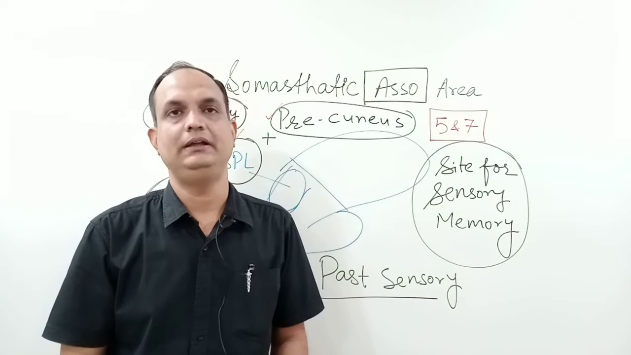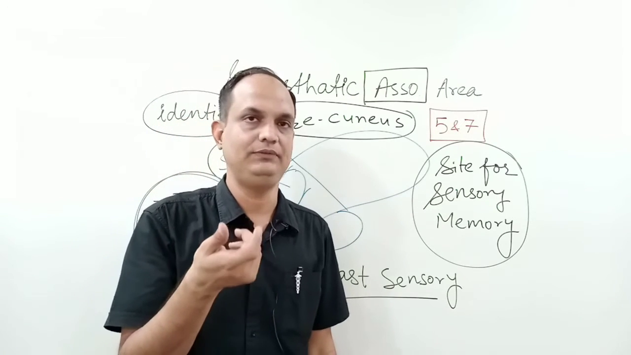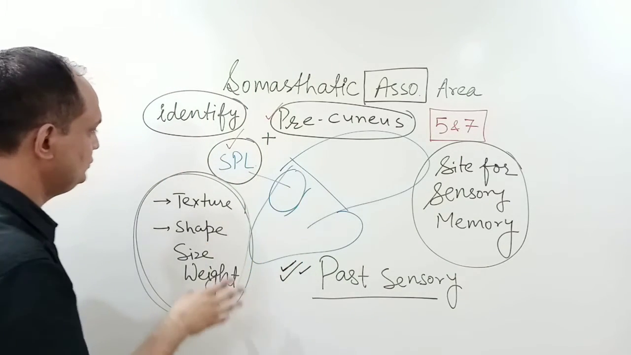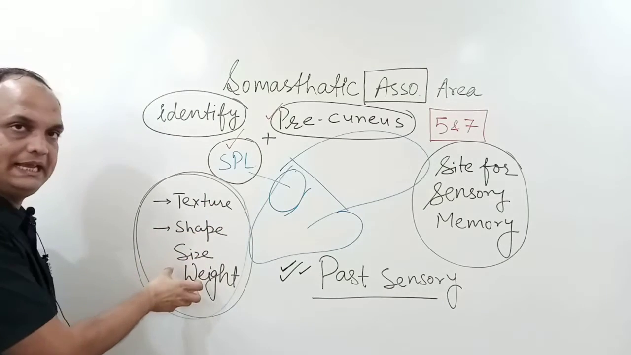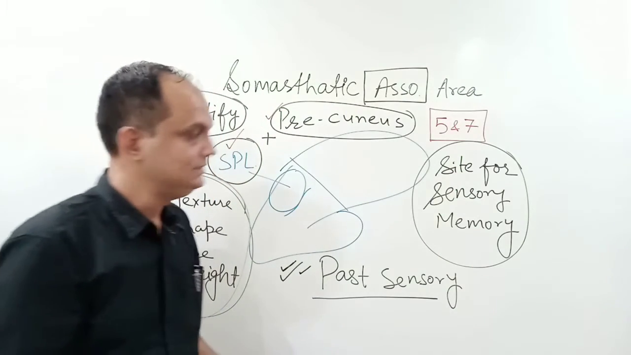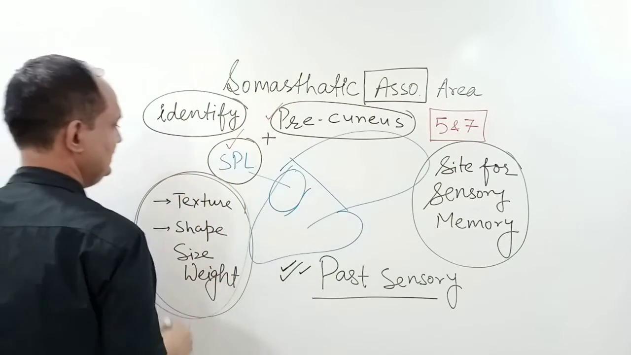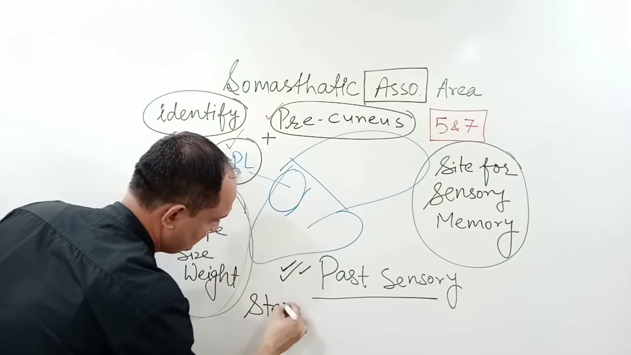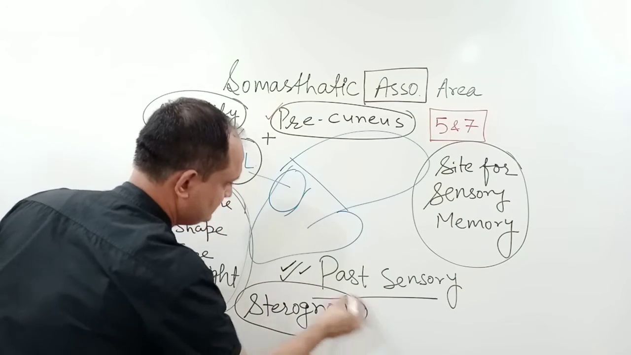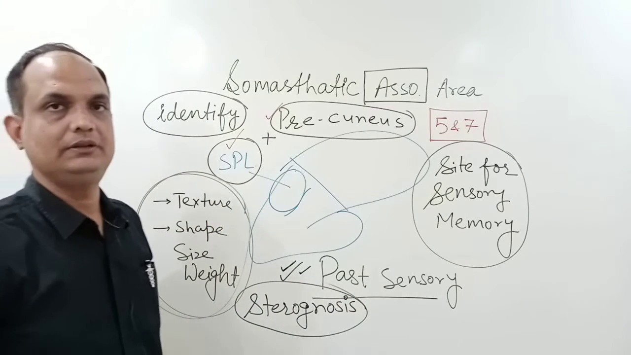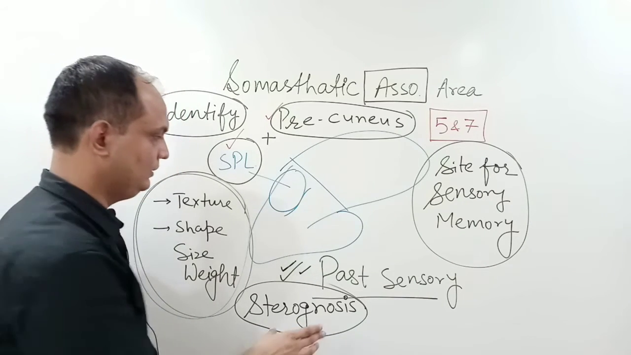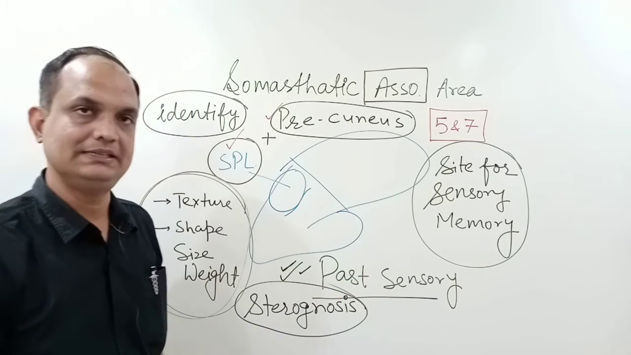So why are we able to identify? Just by the sensation, by the feeling, because the superior parietal lobule and precuneus store the texture, shape, size and weight from past experiences, and this is known as stereognosis. So what is stereognosis? Stereognosis means identification. The person is able to identify the object because of past sensory experiences.